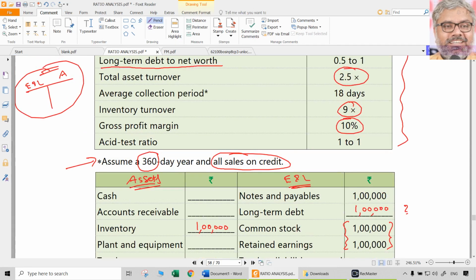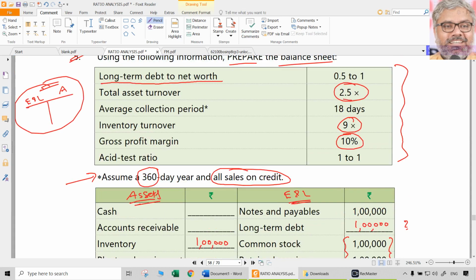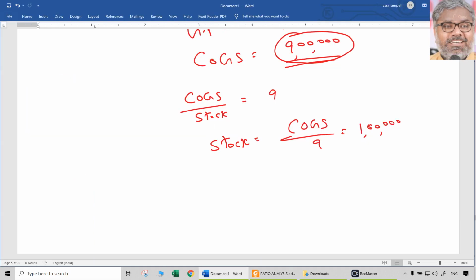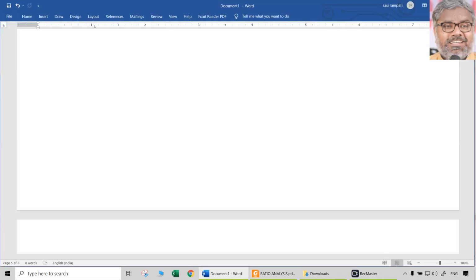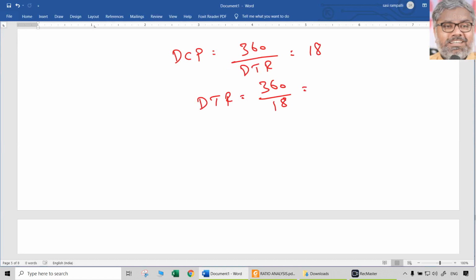Then what else can we take? Collection period can be taken for finding out debtors. Collection period is 18 days. First of all, what is the formula for the debt collection period? 360 divided by debtors turnover ratio, that is equal to 18. That means debtors turnover ratio is equal to how much? 360 divided by 18, which is 20 times. First we have to find this.